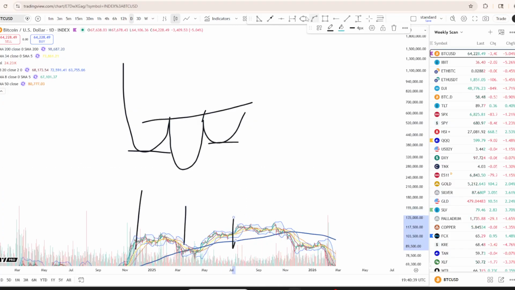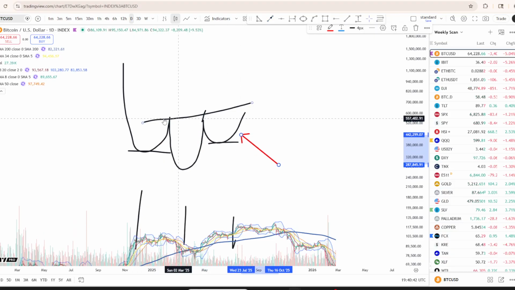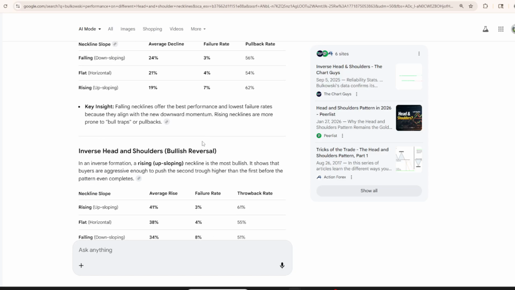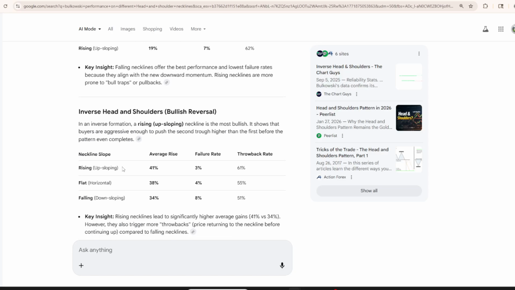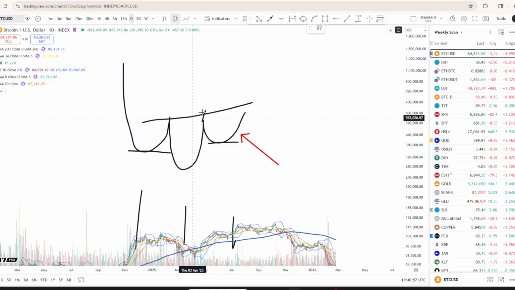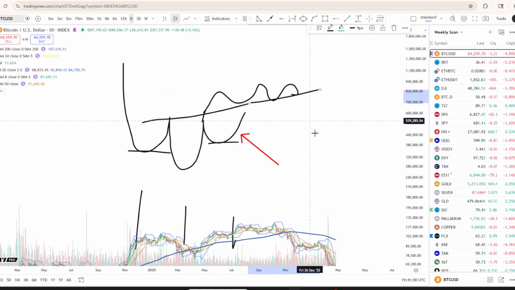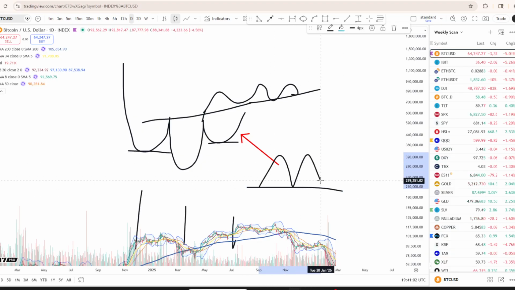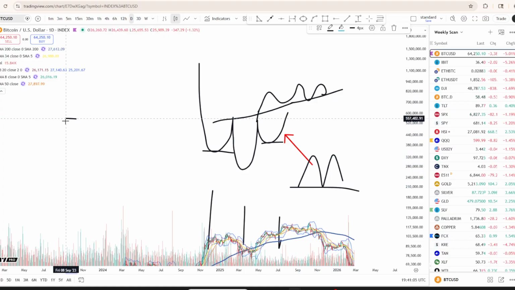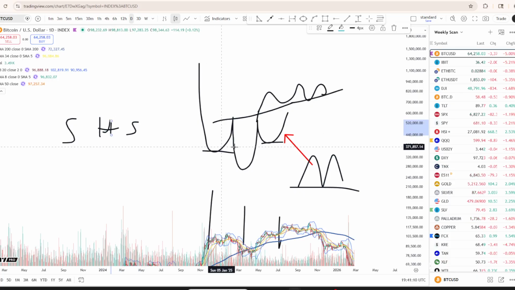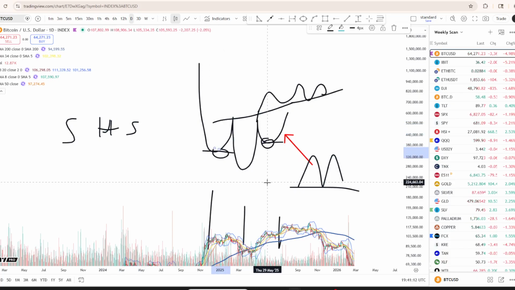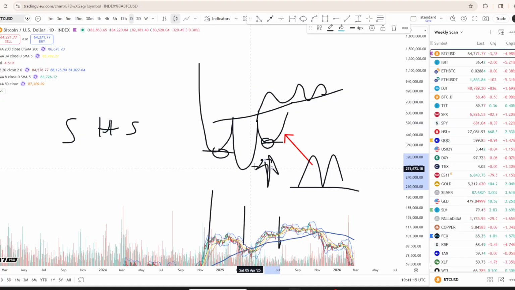Now in this case, where you have the right shoulder forming higher than the left shoulder, it forms this rising neck baseline. We go here to head and shoulders bullish reversal, and a rising, upsloping inverse head and shoulders reversal has the best performance. You get throwbacks too, and of course you're going to have throwbacks when you trigger on a diagonal line versus a horizontal line. But the concept is shoulder, head, shoulder, and you're looking at where the shoulders are. Here it's a higher shoulder, so there's more bullish force, more bullish power.